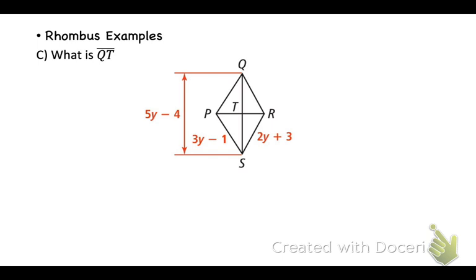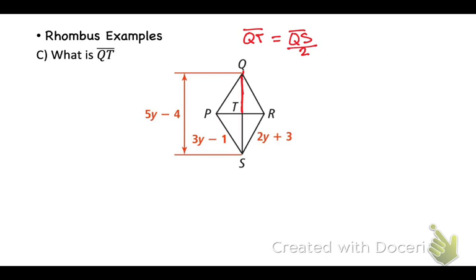Okay, here's a rhombus again. So we're back to rhombus. I want QT. So I'm looking for just here, right? And I have QS, yes? How am I going to do that? Find the whole... Well, I know QT is equal to QS divided by 2, don't I?